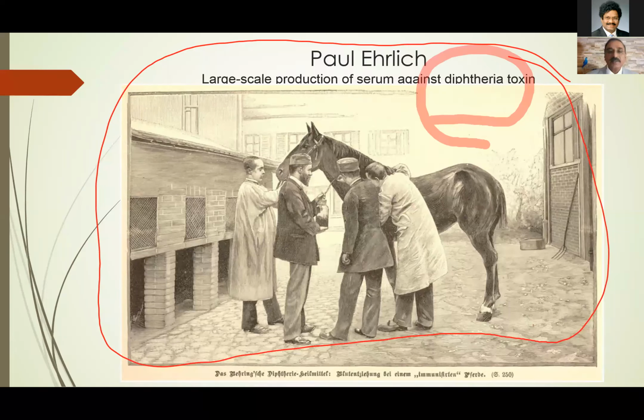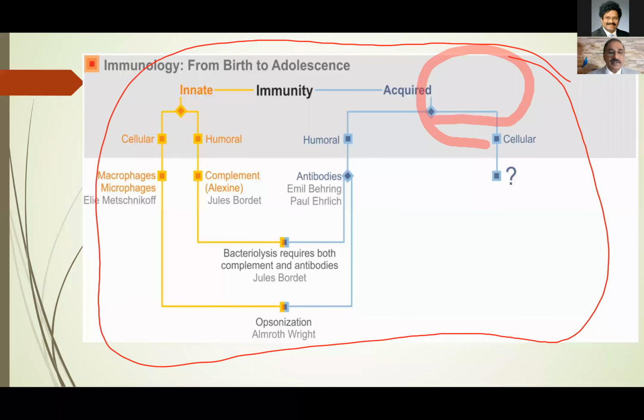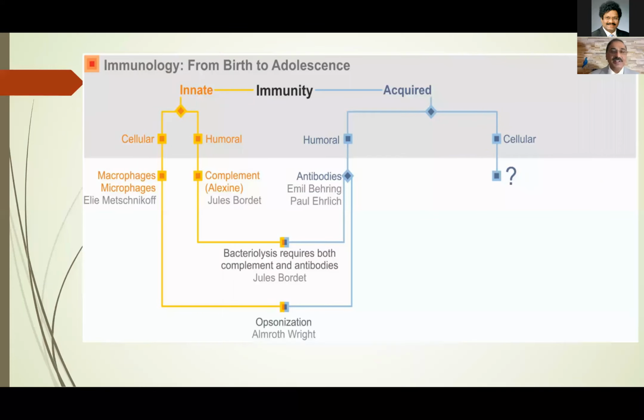And then I want to go through the whole system, how it developed. This is actually the immunology. Don't think that the immunology of the birth to adolescence is from the childbirth. This is called immunological birth to the adolescence. Initially, we had immunity. The immunity became into original thought about innate immunity, where the cellular, humoral immunity, and then the acquired immunity, humoral and cellular.